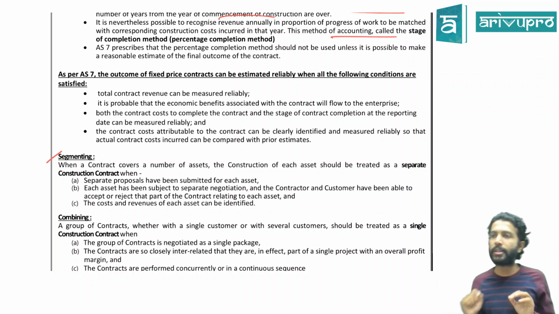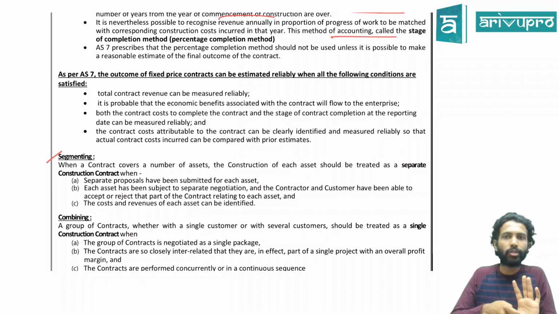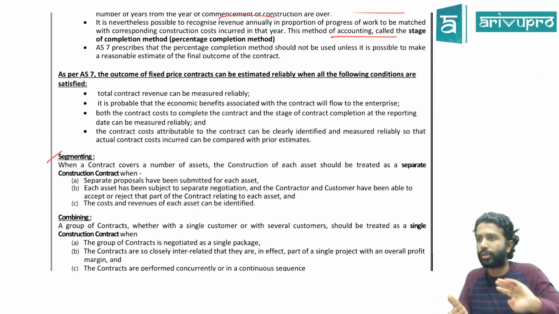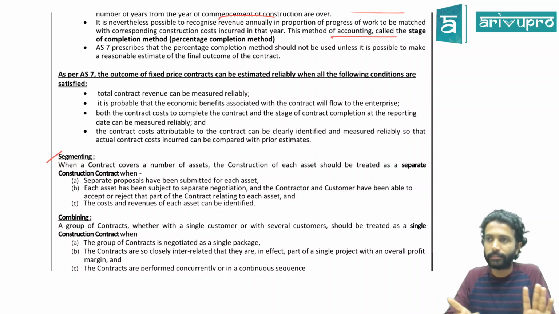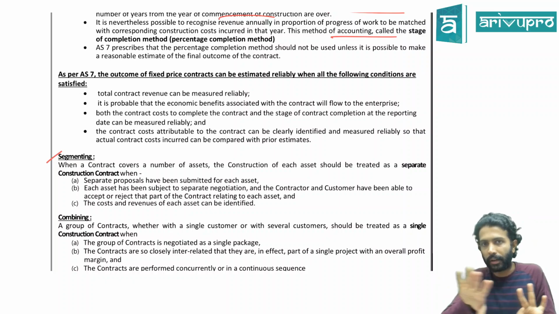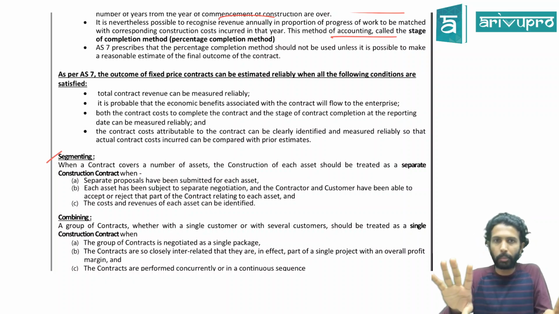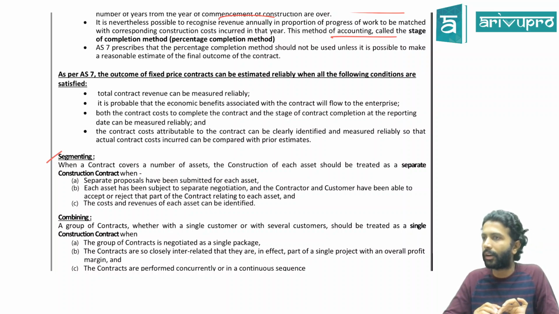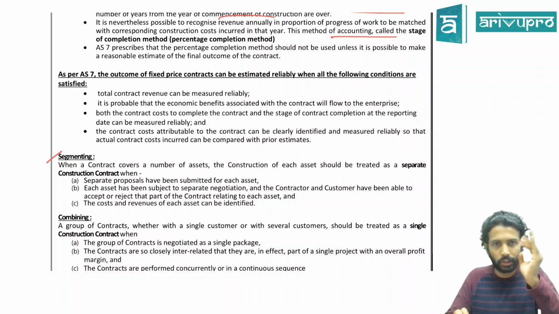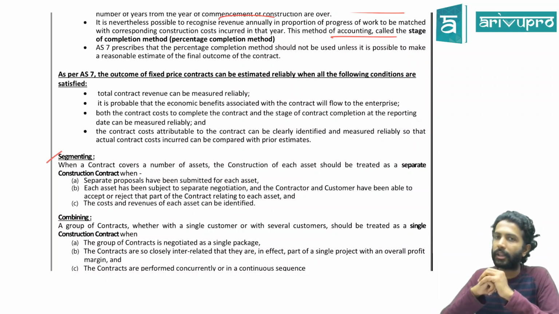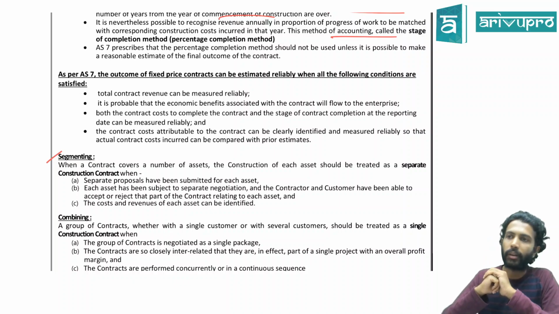When will you treat it as a separate contract? One, negotiation should have taken place separately. You should not have linked the 2 contracts. Negotiation should have been done on both the contracts separately. And the proposal for both the contracts also should have been sent separately, not one proposal but different proposals. And three, the cost of that particular flyover work, you should be able to measure it properly. For this flyover, how much is the cost? For that flyover, how much is the cost? If all these factors are satisfied, then it is a separate contract.